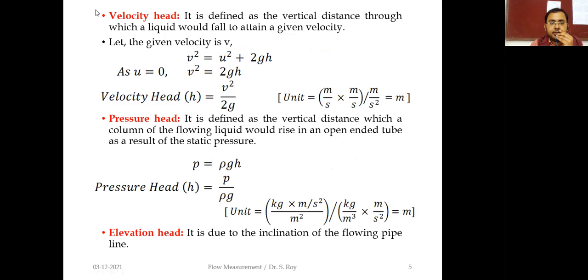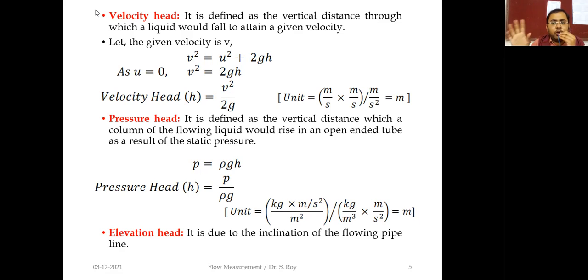The velocity head is defined as the vertical distance through which a liquid would fall to attain a given velocity. Say we want to attain a velocity v1 or v. What vertical distance is required so that a liquid will attain the velocity v if it is in stationary conditions? That means how much height is required for a liquid to attain the given velocity. The velocity may be anything, v, v1, v2, whatever it is.